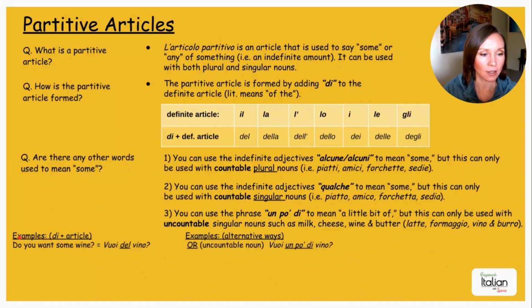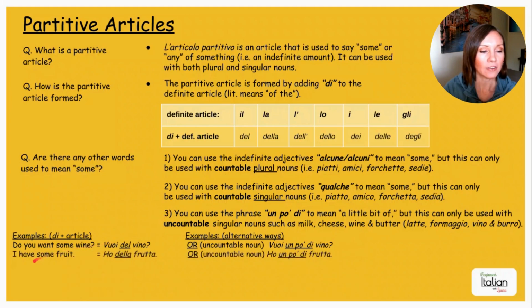Okay, so on this side, we have our examples, D plus an article. Okay, so we're going to be using these guys here. And on this side, we're going to be using one of these other ways, okay, an alternative way. So for the first one, do you want some wine? Vuoi del vino? Okay, del vino. Or, because it's an uncountable noun, wine, you can say vuoi un po' di vino? Vuoi un po' di vino? Okay, so we're using number 3 here.